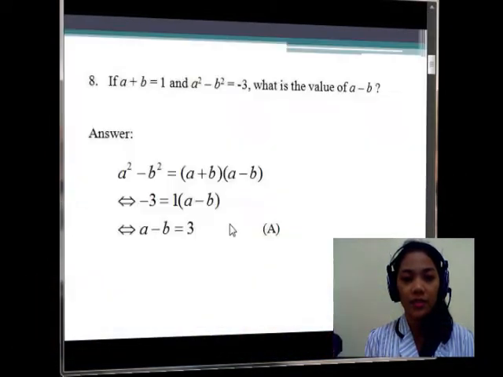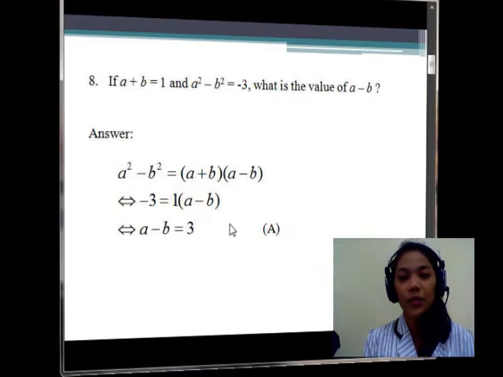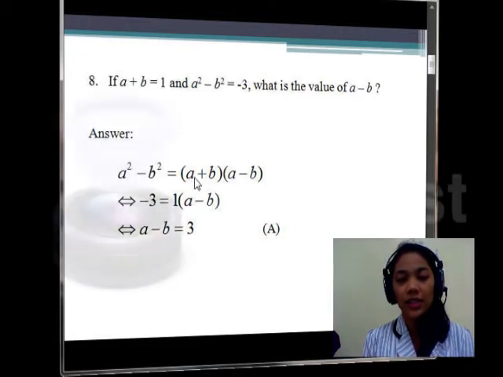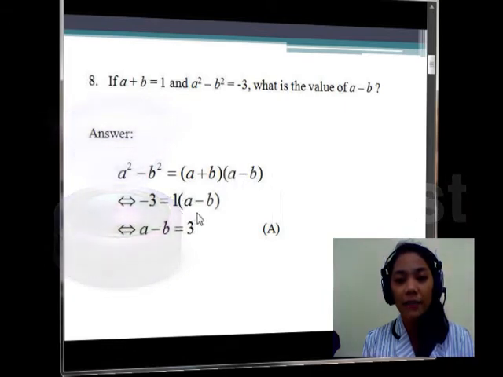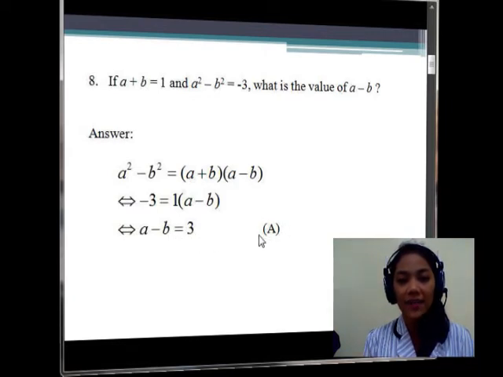Number 1. If a plus b equals 1 and a squared minus b squared equals negative 3, what is the value of a minus b? Since we know that a squared minus b squared equals the quantity of a plus b multiplied by the quantity of a minus b, then negative 3 equals 1 multiplied by a minus b. Therefore, a minus b equals 3. So the answer is letter A.